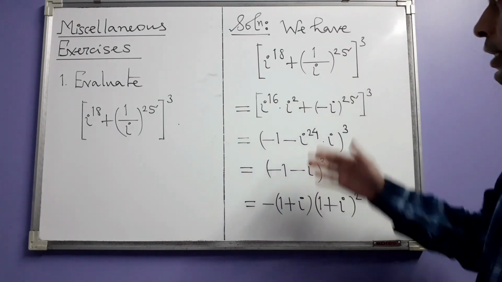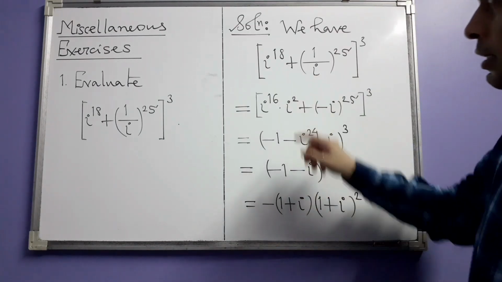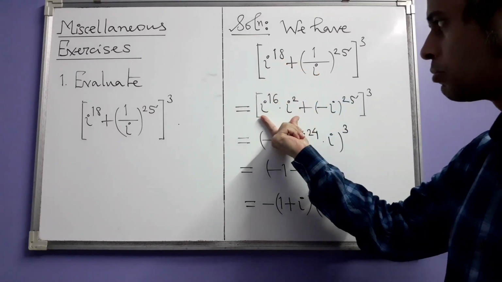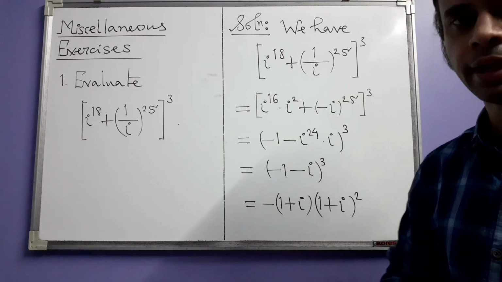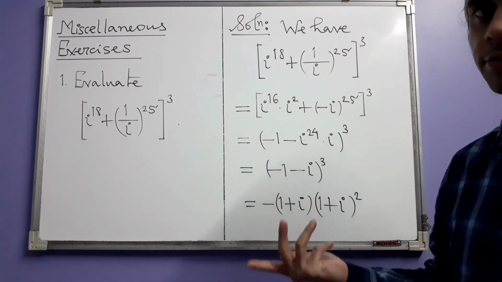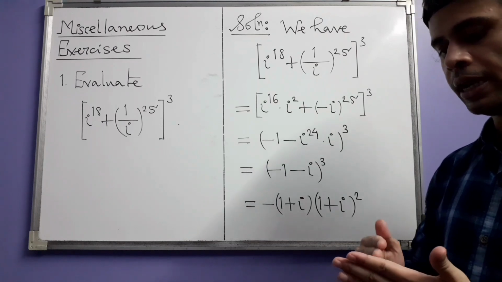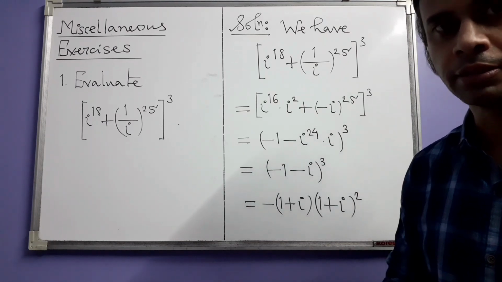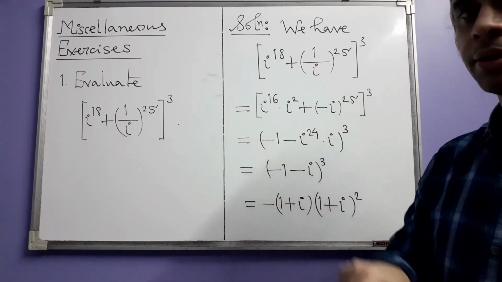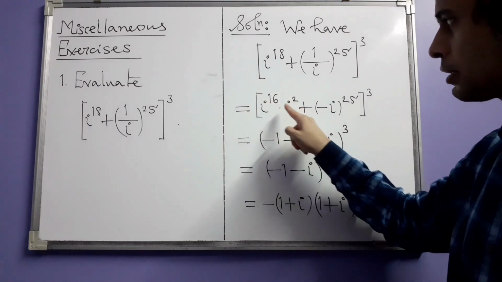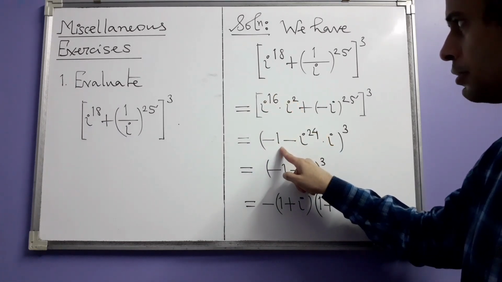So we start the calculation with the complex number, and immediately we split i to the power 18 into these two parts, i to the power 16 times i square, because 16 plus 2 is 18. And what is i to the power 16? We know that i to the power 4 is 1, and this is the fourth power of i. So that means this is also 1, and i square is minus 1.